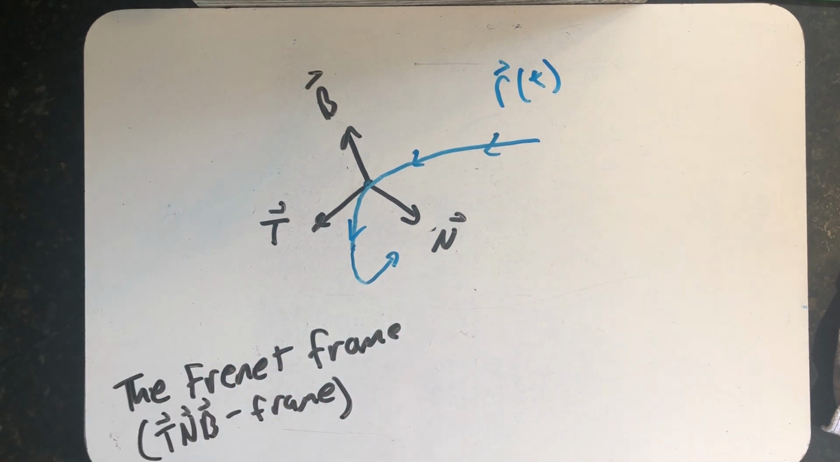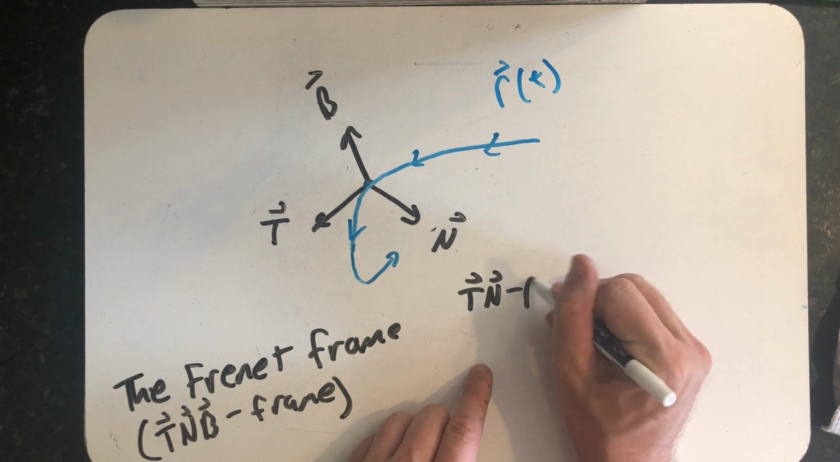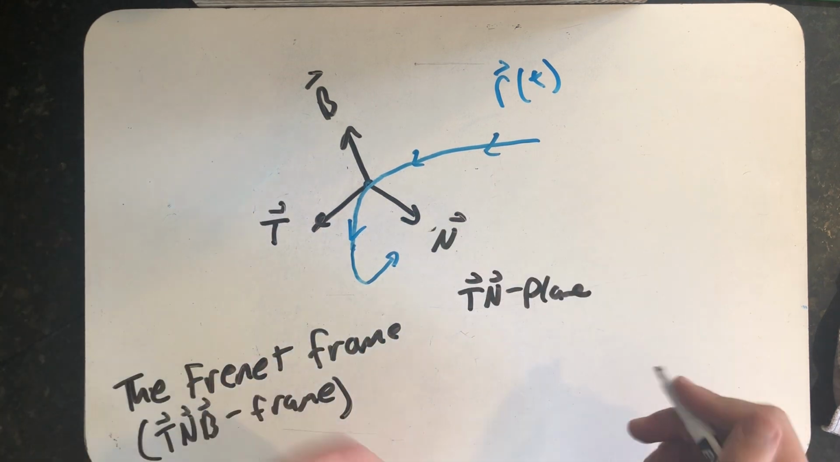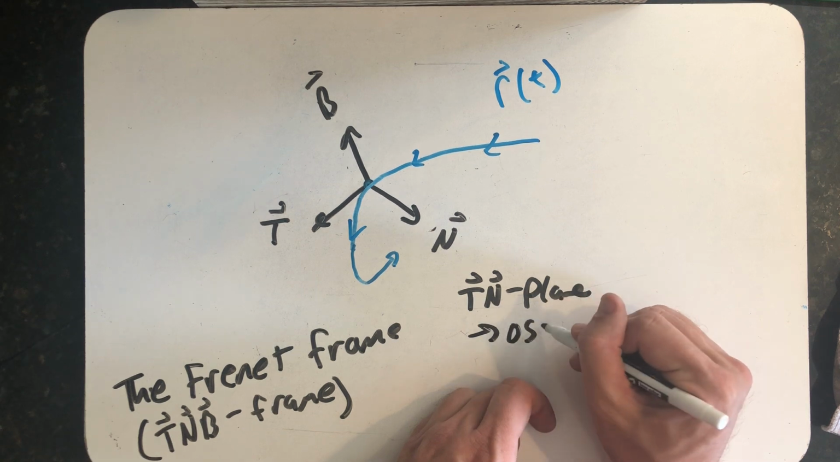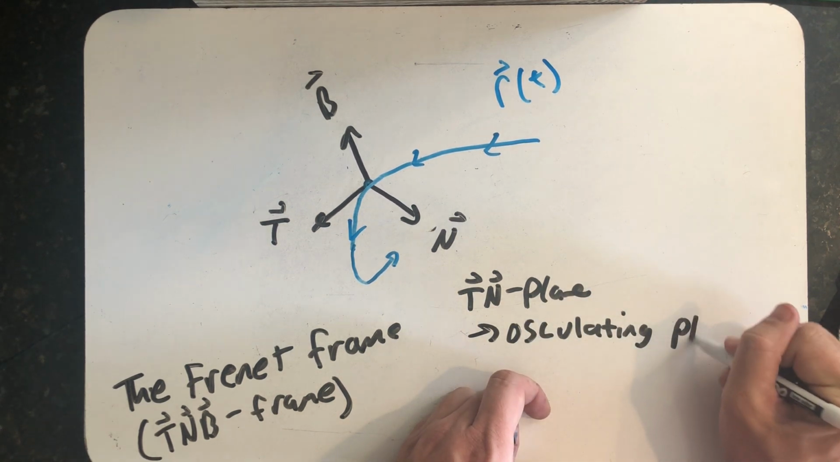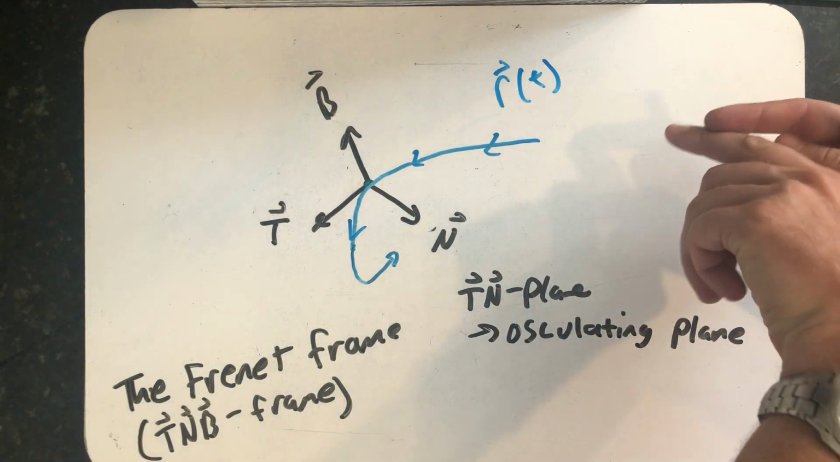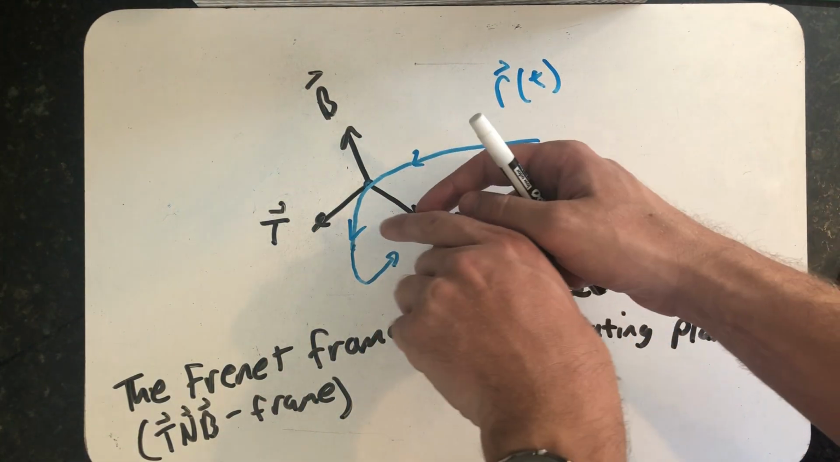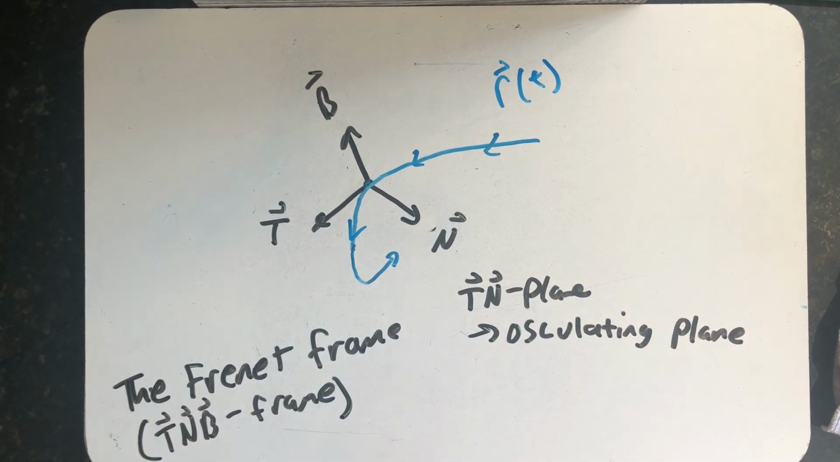The different planes in the Frenet frame all have different names. If you look at the TN plane, the one that's kind of the floor, that's known as the osculating plane. What happens in the osculating plane is the curve just comes up, and in that moment, it's like the curve's trying to be in that plane.